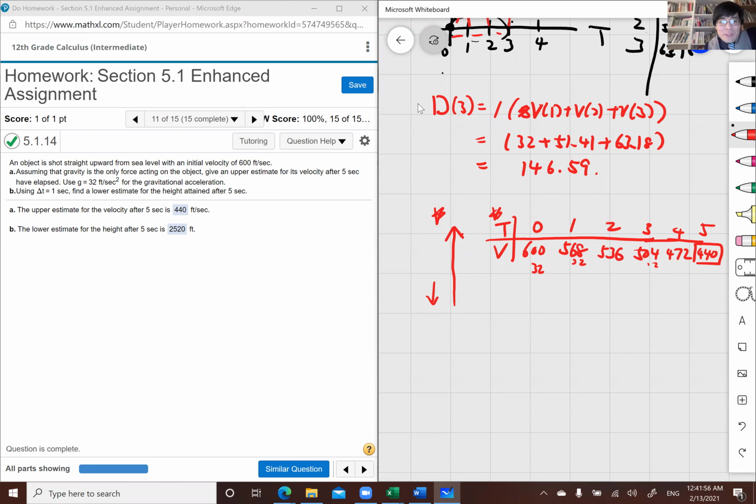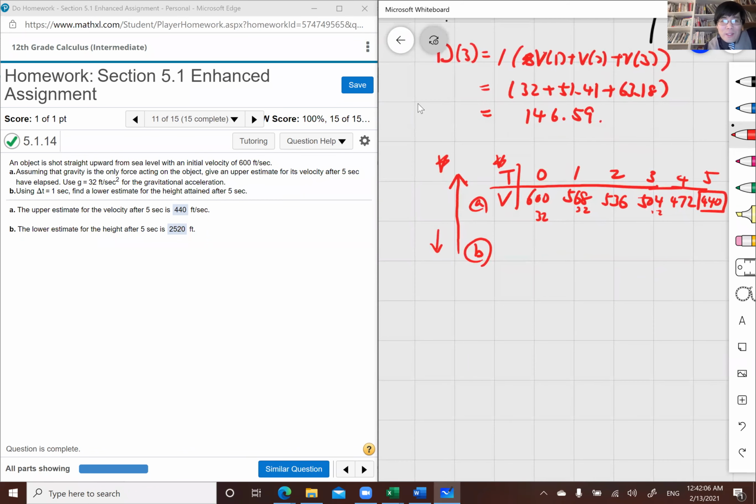Now, why did I find all of these? Because there was a second question. The second question is to find the lower estimate for the height after 5 seconds. To find the distance traveled, I want to find the area under the velocity curve. Velocity starts from 600, but after 5 seconds it's decreasing like this. To find the lower sum, the problem says delta t is equal to 1, so each interval should have length 1.